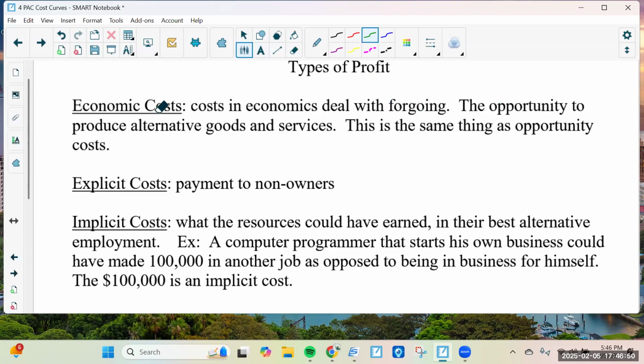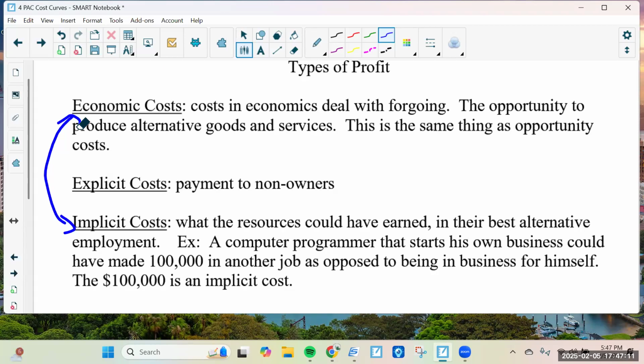So an economic cost, and we'll often call these also implicit costs. These two are saying the same thing. There's just different words. An economic cost or an implicit cost is an opportunity cost. It's what you give up. If you don't remember opportunity cost from earlier, an opportunity cost is what you give up to do something else.